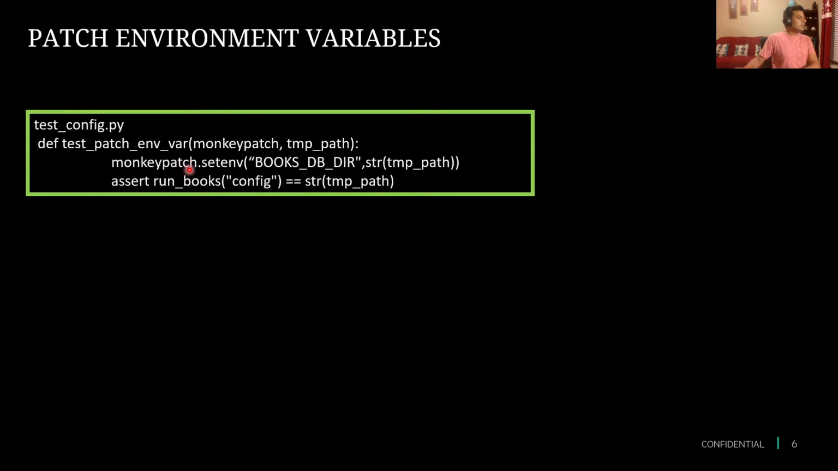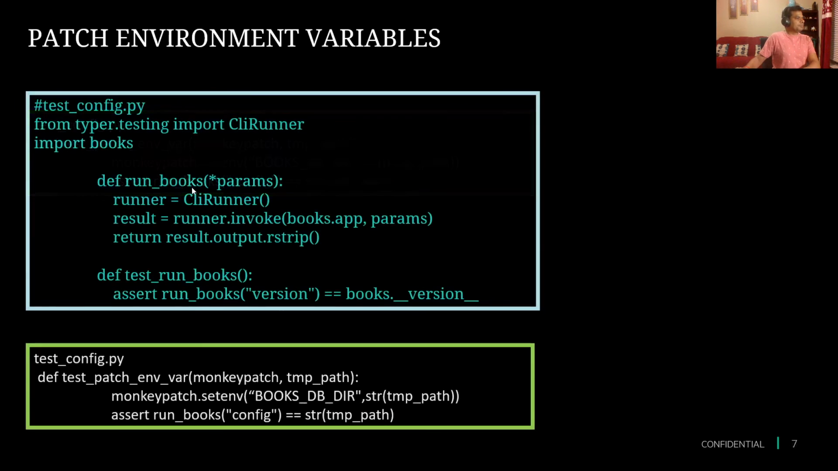We did the monkey patch, set the environment, and now we are running the test. While running the test, I'm calling the run books and we'll see what the code does. We are building test config where we will be writing all these test cases. But for these test cases, we are using one run books. This is the CLI application and the book application which we have been using. But to invoke the CLI, we are just using this run books.